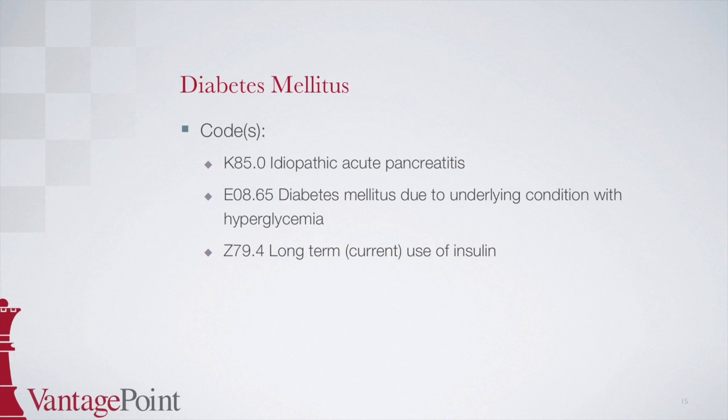To locate this code, you would start with diabetes in the alphabetic index and then look for due to underlying condition. Once you're there, indented below is the term with, and under the term with, you would look for hyperglycemia, which points to E08.65, which you would then confirm in the tabular. If you had coded this first, the instructional notes in the tabular would remind you that the underlying condition must be sequenced first. The final code is Z79.4 for long-term current use of insulin. This can be found by going to long-term drug therapy in the alphabetic index, looking for insulin indented below, which points to Z79.4, which you would then confirm in the tabular.